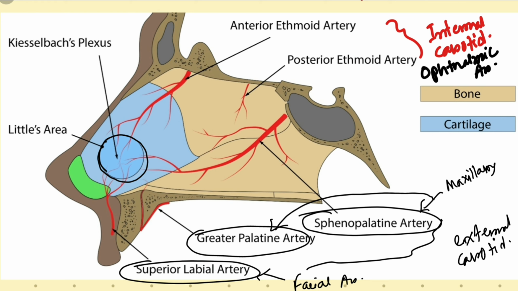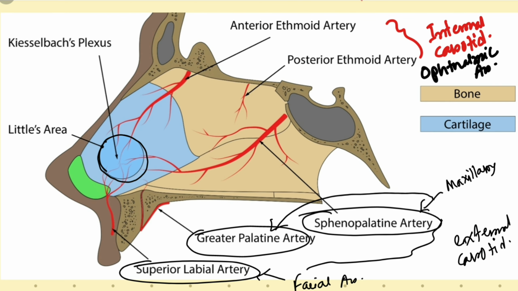Why this area is important is because of epistaxis, or nasal bleed. Epistaxis is the term we use for nasal bleed. The most common site is Kiesselbach's plexus because it is very rich in blood supply. Also, if there is a basilar fracture of the skull, these arteries may be damaged, causing epistaxis or nasal bleed. You can note this plexus, or Little's area, is actually situated on the cartilaginous part of the septum. The blue part which you can see is the cartilaginous part of the septum.